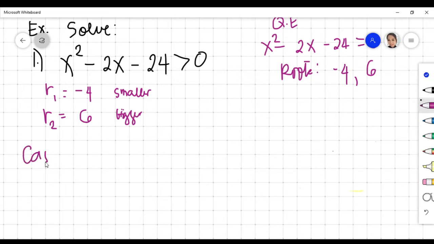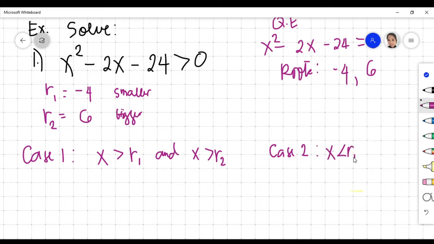So for case 1, we have x greater than r1 and x greater than r2. For case 2, we have x less than r1 and x less than r2. So what we will do, we will graph these two inequalities here on one number line, and then we will determine their intersection. So that will be the solution for that case. So let's rewrite this one.